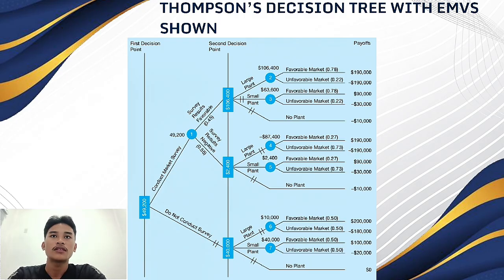So for the next slide, Thompson's decision tree with EMVs shown. As you can see here, there are two parallel lines that cross the line of the decision node. The purpose of that is to neglect the options that are not needed. Therefore, the other remaining one is what we have to choose.